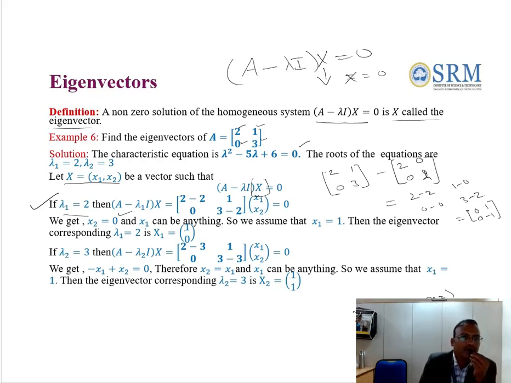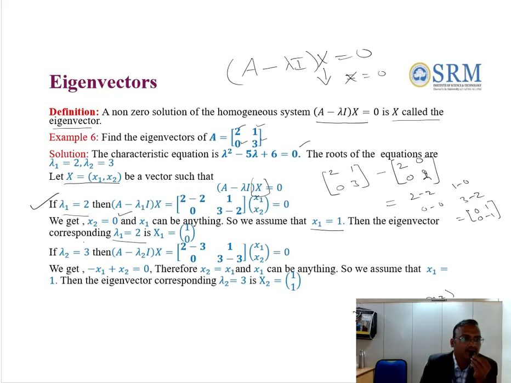If we come to a situation like this, where a variable can be anything, we have to assume that variable equal to 1. It is our choice. So let us assume that x1 equal to 1, and from the above equation we got x2 equal to 0. Therefore the first eigenvector is (1, 0), corresponding to the eigenvalue lambda 1 equal to 2.